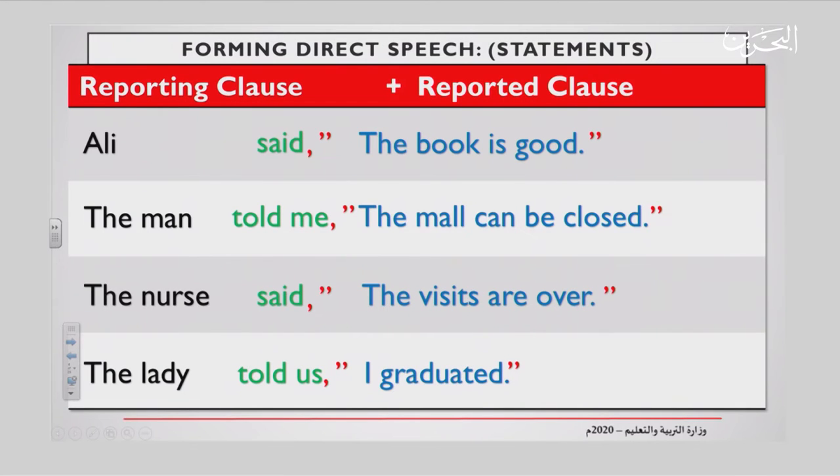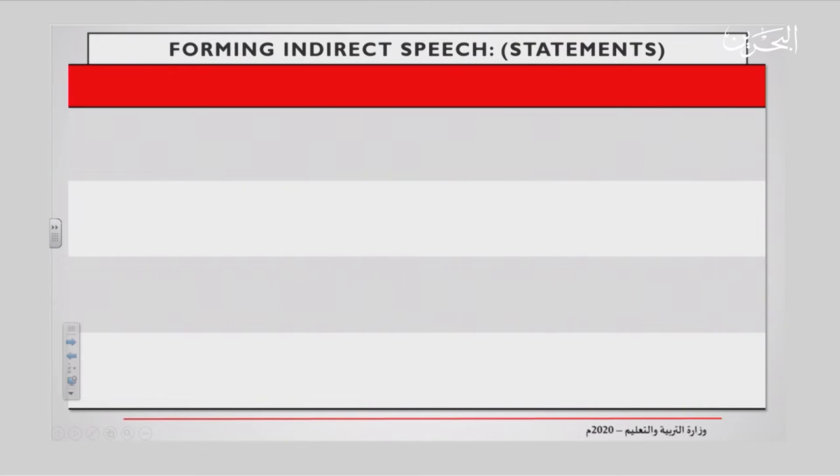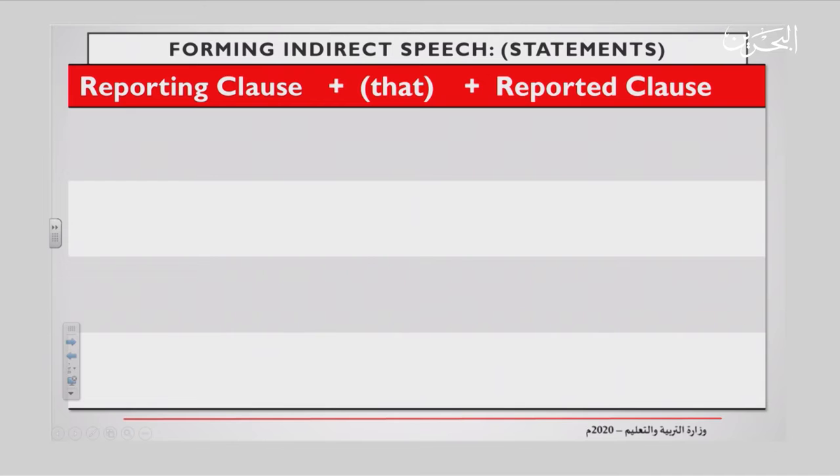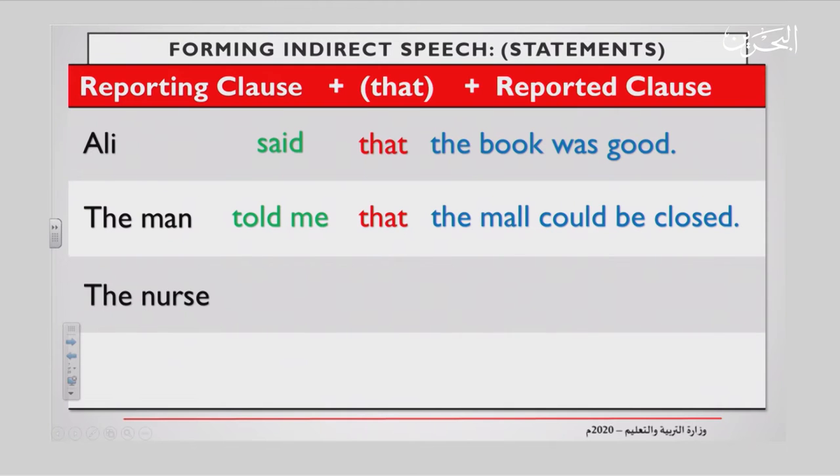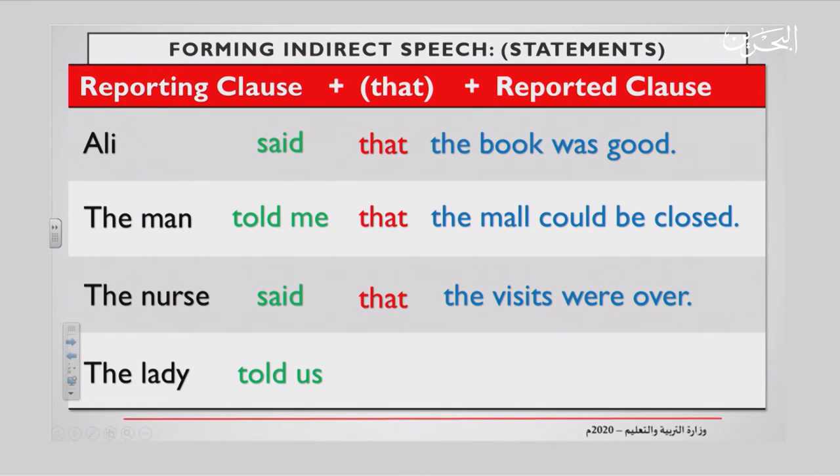All right, now we check the other. Forming indirect speech statements. So, we start with the reporting clause and then that, which is optional, and then the reported clause. That means we have switched. So, let's start. Ali said that the book was good. I backshifted the verb is. The man told me that, which is optional, the mall could be closed. I backshifted can. The nurse said that the visits were over. So I backshifted are. The lady told us that she had graduated. The first sentence was, I graduated. That was in the past simple. Had graduated is in the past perfect.